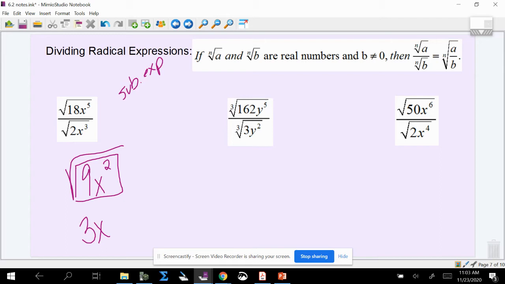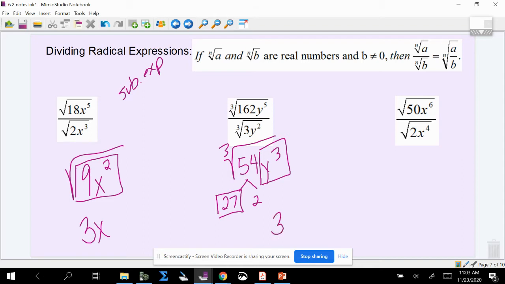Next one, 162 divided by 3. You may need to grab a calculator. Check out 162 divided by 3. You get 54. And then when you subtract exponents with the y's, you get y to the third. So 54 is not a perfect cube. However, 27 divides into it, and that is a perfect cube. Y cubed is also a perfect cube because the power and the root divide evenly. So I'm not going to have a lot left under the radical. So the cube root of 27 is 3. The cube root of y to the third is y. And the only thing left under the cube root is a number 2.